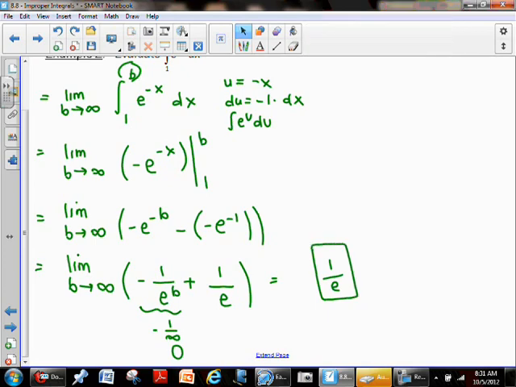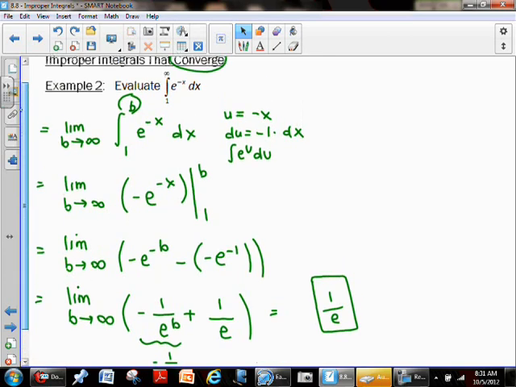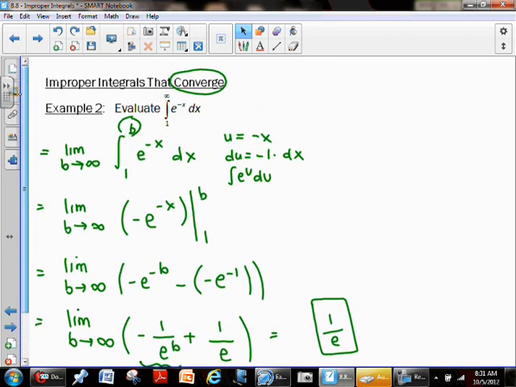And that being a finite, discrete value, 1 over e, we do converge. There is no need for you to write the word converge, because it would be assumed that because you had a numerical answer, the answer will converge.